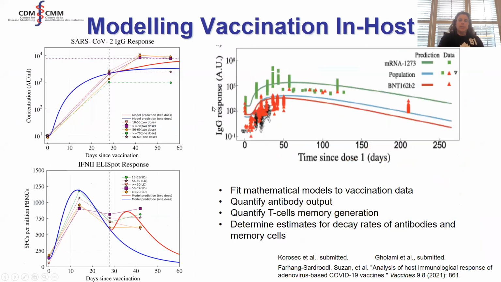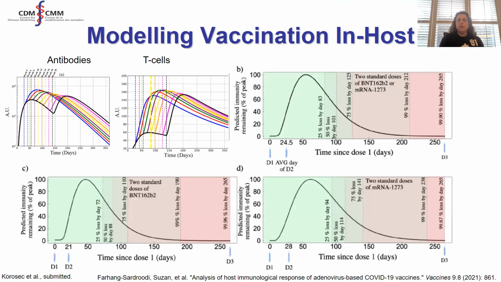Here we have our model fits to different data sets. Here is a fit to the adenovirus vaccine clinical trial data, where we're looking at the effects of one dose, which is in blue, and 2 doses in red, on our interferon gamma and our IgG response. On the right, we have what our model fit looks like for the mRNA vaccines, where we have clinical trial data for both Pfizer and Moderna. And then when we fit these mathematical models to the data, let's look at the mRNA plots here.